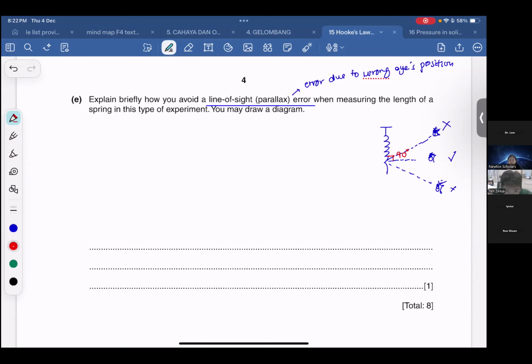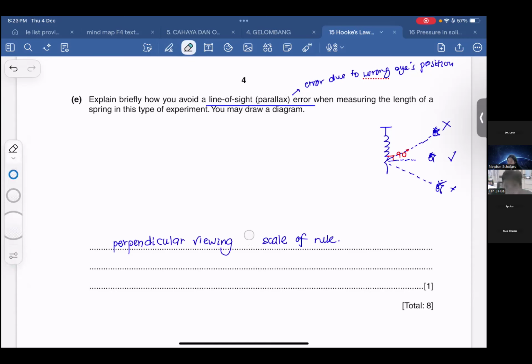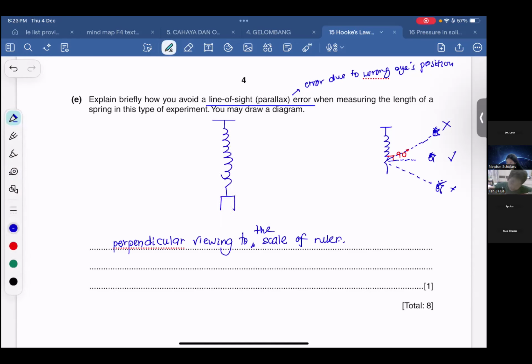How do you avoid parallax error? Okay, so make sure your eyes are perpendicular to the ruler scale. Okay, so we write: perpendicular viewing of the scale of the ruler, perpendicular view to the scale of the ruler. Okay, so here you may draw your diagram. If you worry you cannot explain clearly, then we use what? We use a diagram to show it. Okay, so I will encourage we draw like this, and then this one like this.